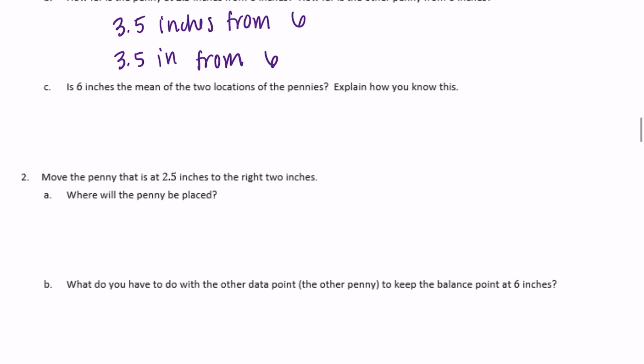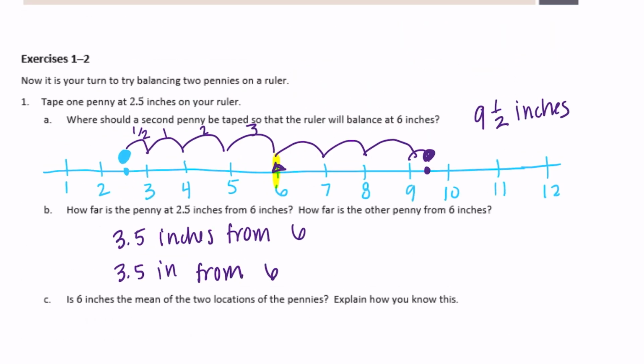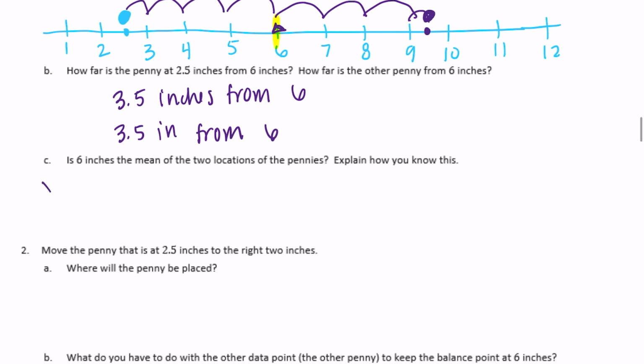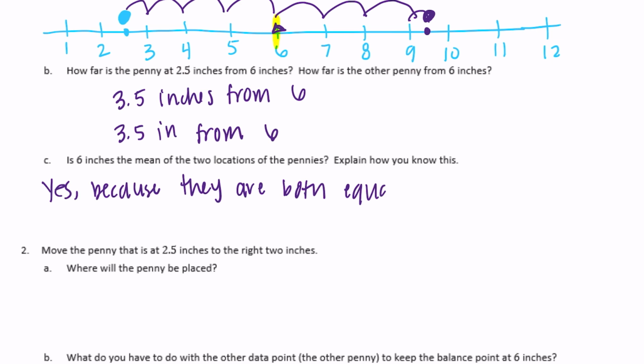C, is 6 inches the mean of the two locations of the pennies? Explain how you know this. So yes, 6 inches is the mean. How do we know this? Well, the distance of the penny that's below 6 inches is equal to the distance of the penny that is above 6 inches. So yes, because they are both equal distances from 6 inches.